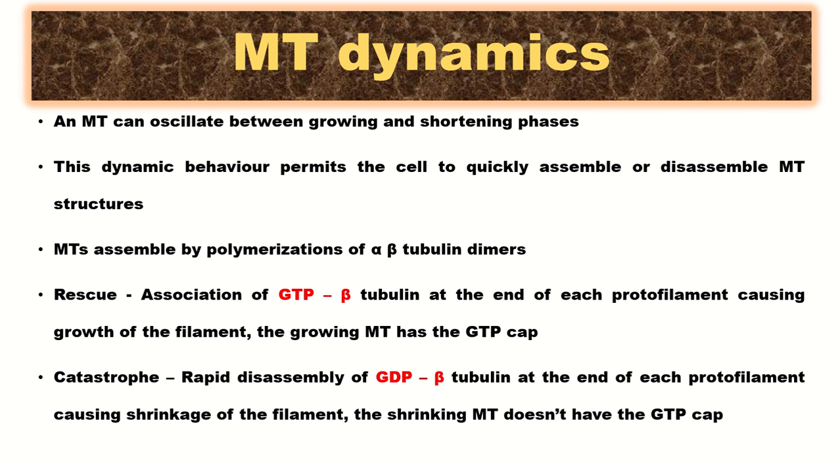Now, two words here will be very, very frequently used. One is rescue, the other is catastrophe. What is rescue? Rescue is the association of GTP beta tubulin at the end of each protofilament causing growth of the filament. The growing MT has the GTP cap. Now what is catastrophe? Catastrophe is that phenomenon where rapid disassembly of GDP beta tubulin at the end of each protofilament occurs. This causes shrinkage of the filament. The shrinking MT doesn't have the GTP cap.